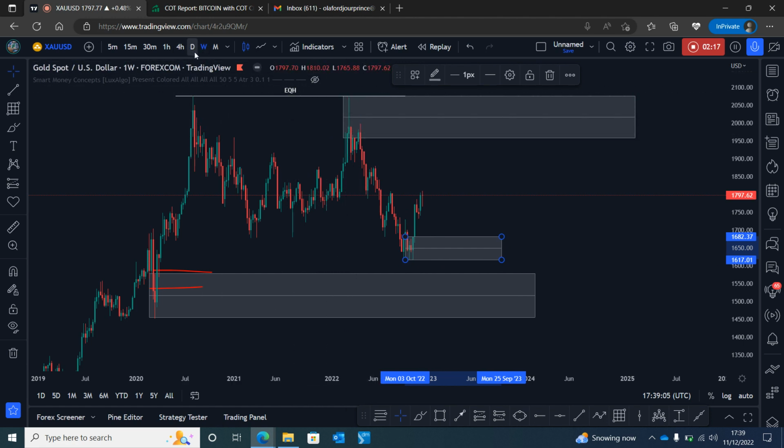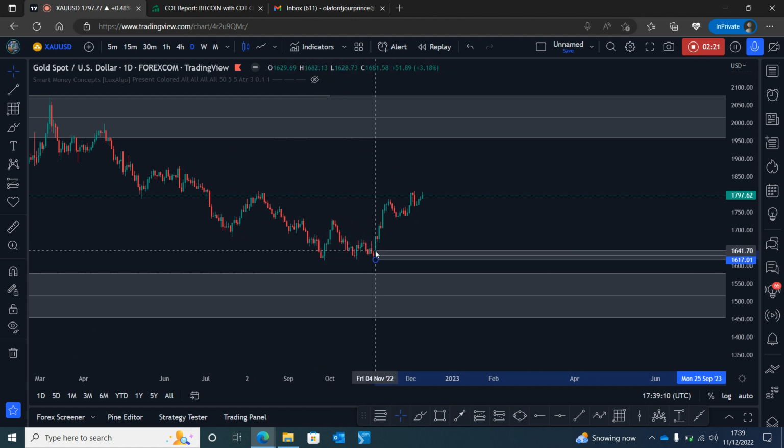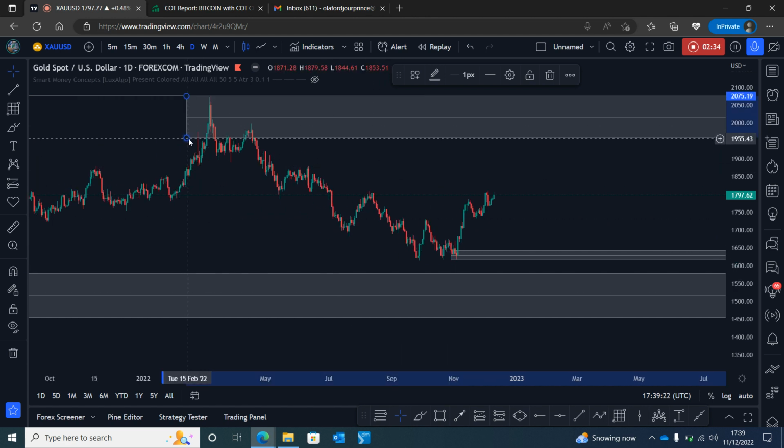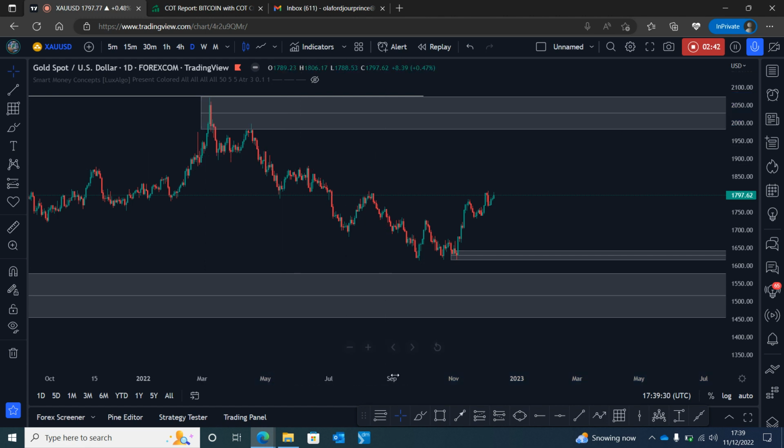So let's go into the daily time frame. We can see this is our order block here. This was the last order block before price broke this level of structure. Obviously you can see here, this is on the daily time frame. And you can see again, this is the last bullish candle before price starts to change its direction towards the downside.